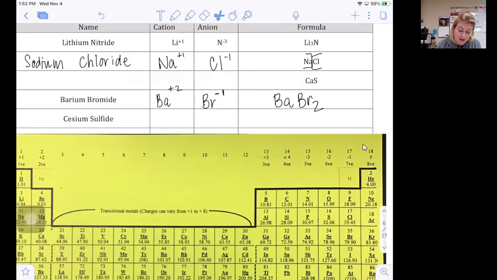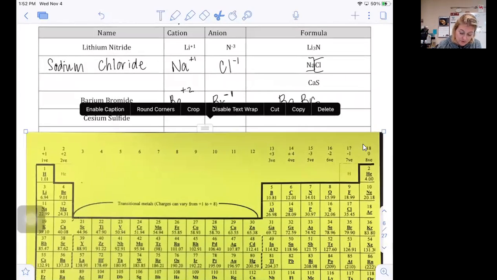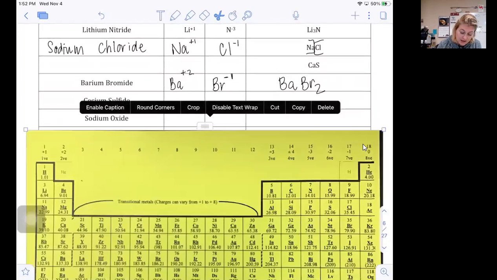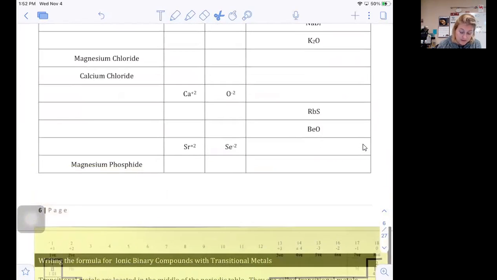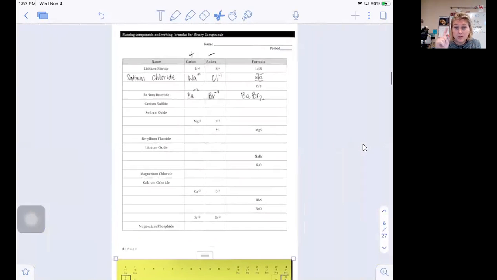So there's 2 examples. Hopefully that gives you an idea of how to do the rest of this page. And this is what you submit. Page 6 looks like this, just 1 page, a bunch of problems, and that's what's due by midnight on Friday.